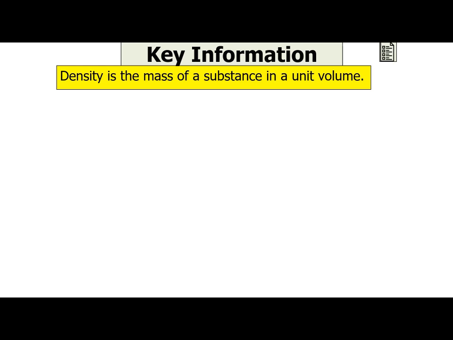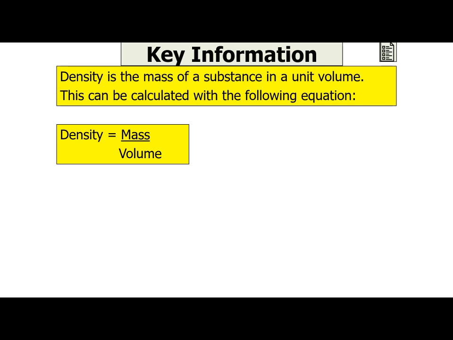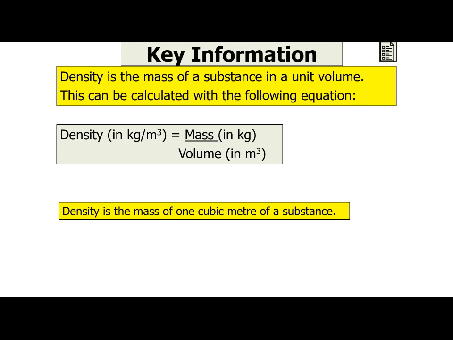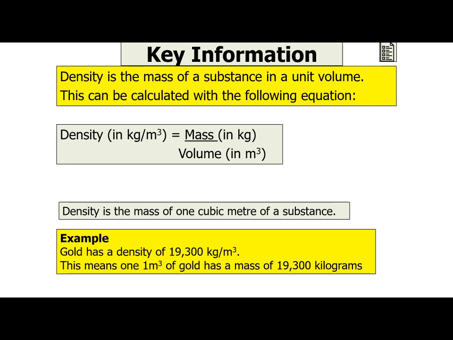So therefore, we can calculate density with the following equation. Density is equal to mass divided by volume. Now, if we wanted to use our standard units, we would say that density is measured in kilograms per meter cubed, with the mass in kilograms and the volume in meters cubed. So therefore, you could also think of density as the mass of 1 cubic meter of a substance. So for example, gold has a density of 19,300 kilograms per meter cubed. So it means that 1 meter cubed of gold has a mass of 19,300 kilograms.